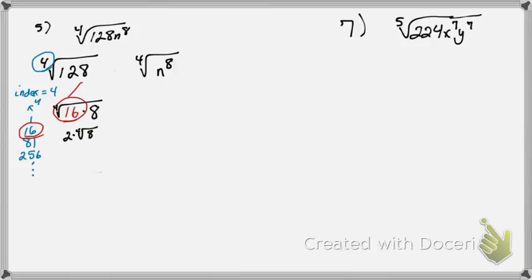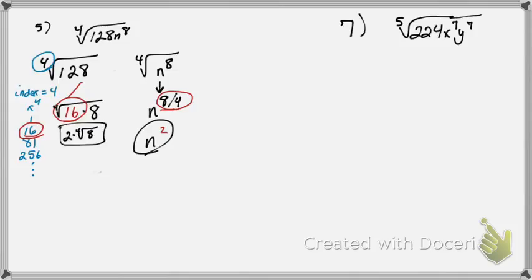Now when we get over to the 4th root of n to the 8th power, we're going to start by writing that as a fraction. So we've got n to the 8 divided by 4. Then we're going to just reduce our fraction. So 8 divided by 4 would be 2, and so we have n squared.